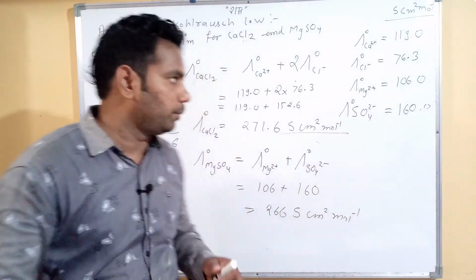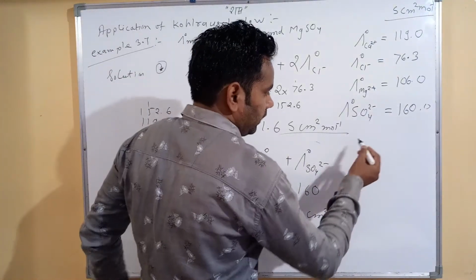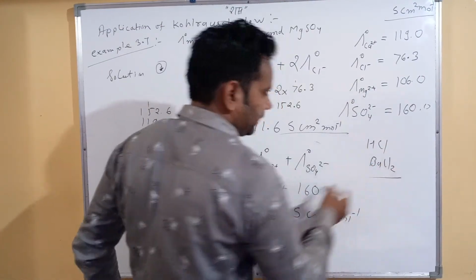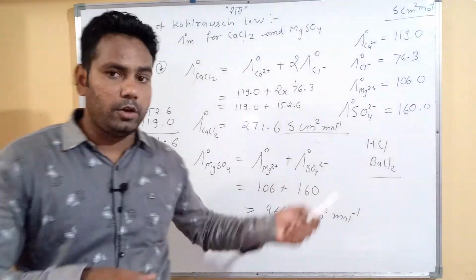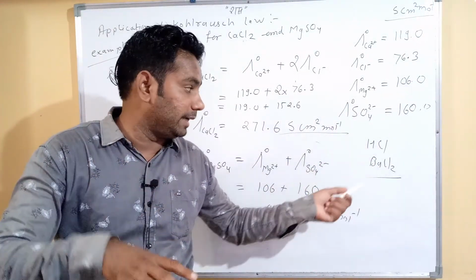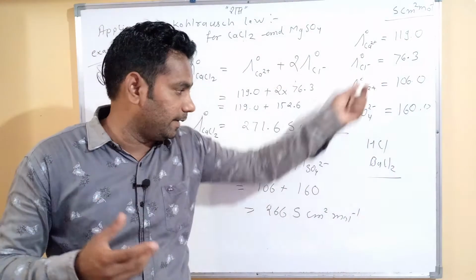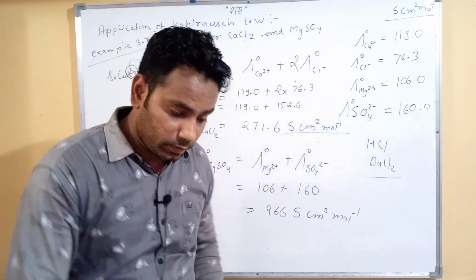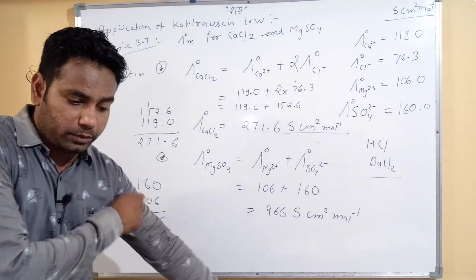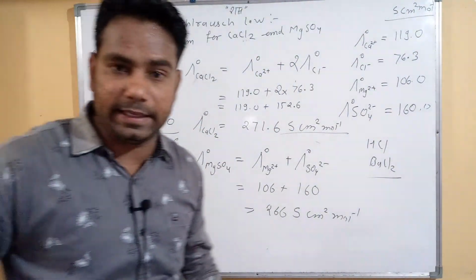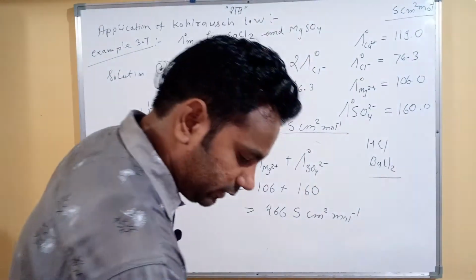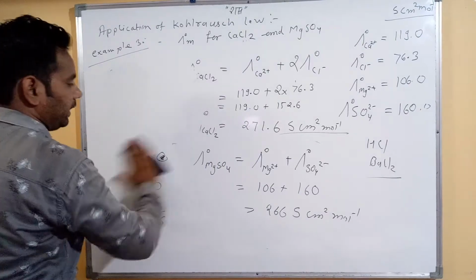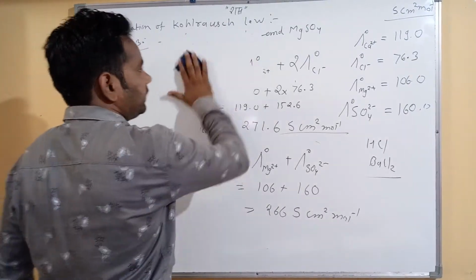Example 3.7. You can calculate more like that for HCl, BaCl2, etc. and use the values. If you want the value of H plus ion, Cl minus ion, or Ba2 plus ions, you check table 3.4 from the NCERT book, page number 83. Okay, and our next example is 3.8.